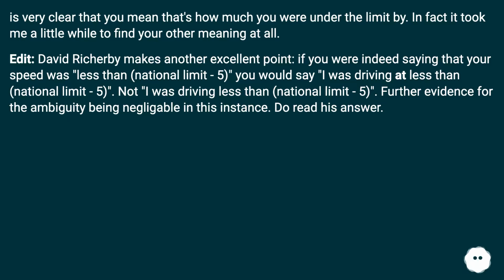Edit: David Richerby makes another excellent point. If you were indeed saying that your speed was less than national limit minus 5, you would say, "I was driving at less than national limit minus 5," not, "I was driving less than national limit minus 5." Further evidence for the ambiguity being negligible in this instance. Do read his answer.